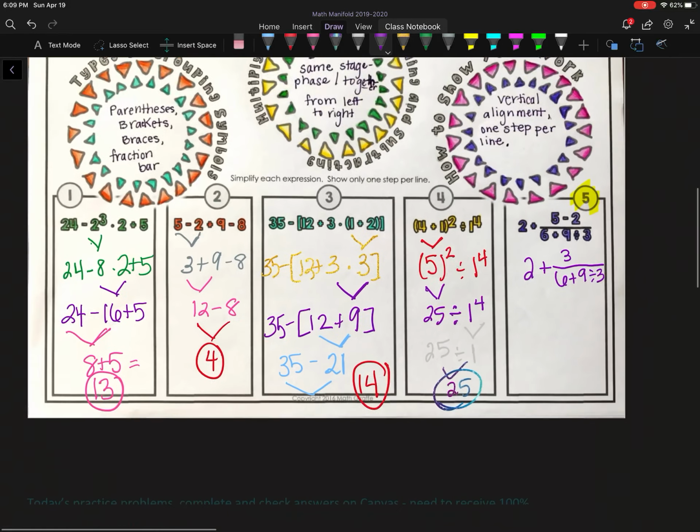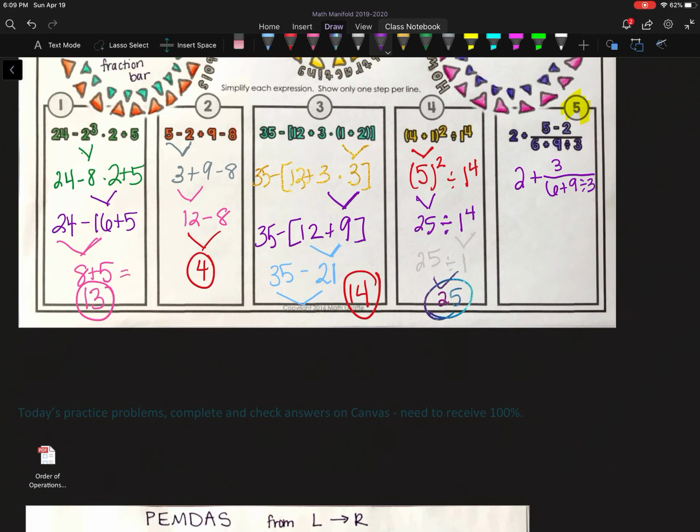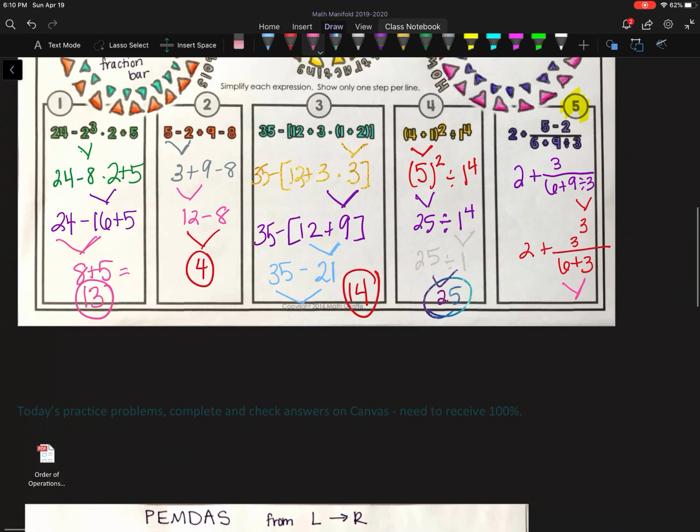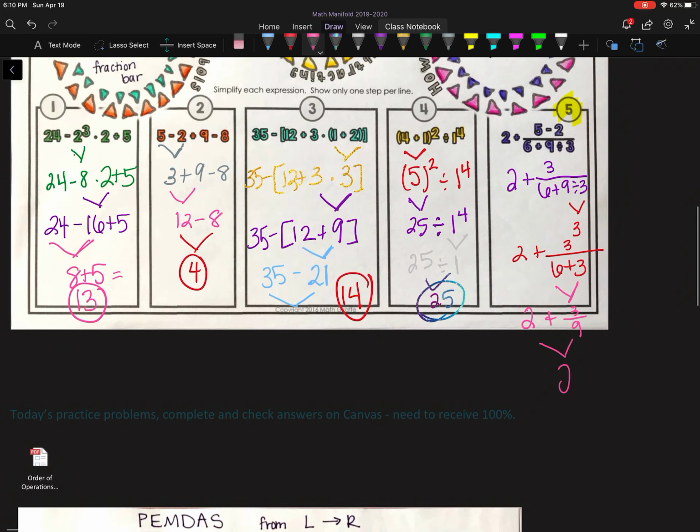Well, within the bottom, oopsies, I'm sorry. Within the bottom, I have division. So 9 divided by 3 is 3. And I apologize because I should have rewritten all of that first. So 2 plus 3 over 6 plus 3. And then I'm going to add the numbers on the bottom together. So we've got 2 plus 3 over 9. Well, 3 over 9 is a fraction, or I could say 3 divided by 9. And then this would give me 2 whole and 1/3.